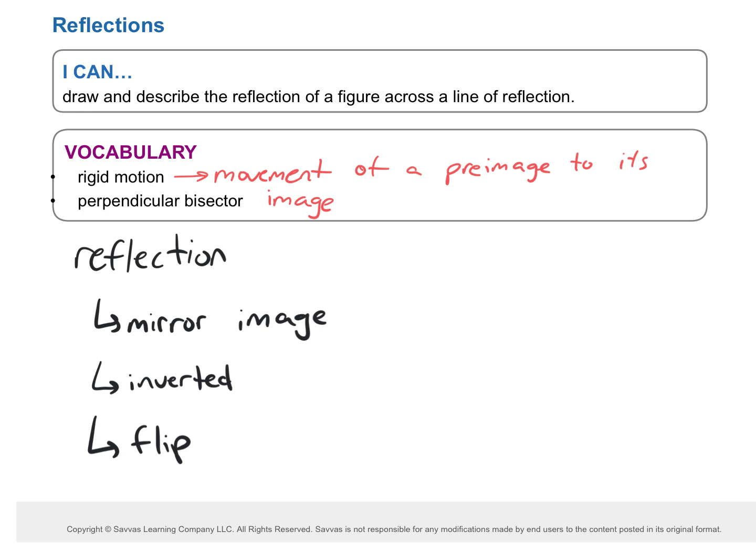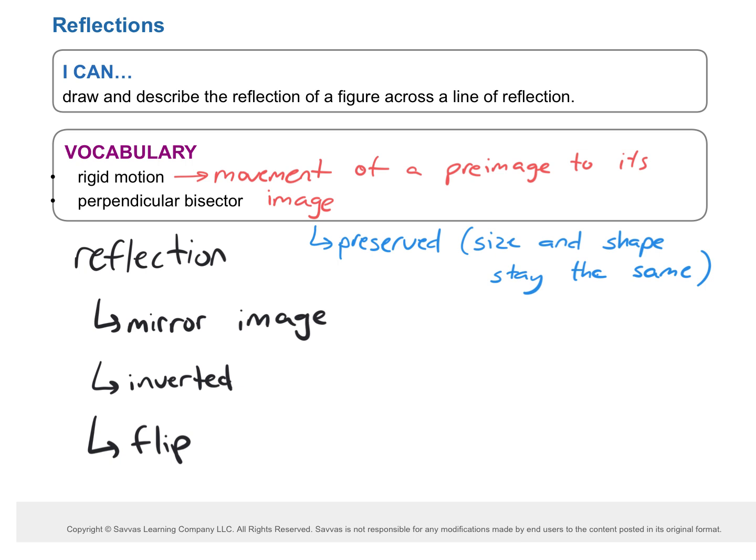Rigid motion, that is where it's preserved. Preserved meaning that nothing changes. Preserved means size and shape stay the same. So it's a preserved movement. Size and shape stay the same, but the shape just moved somehow. And that's either by a translation, rotation, or reflection, one of those.